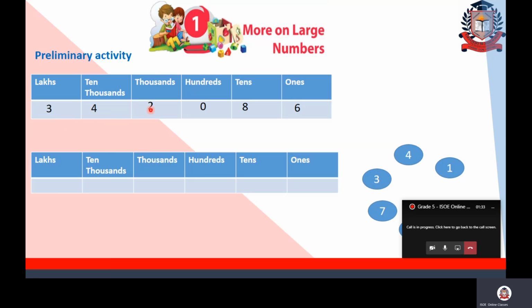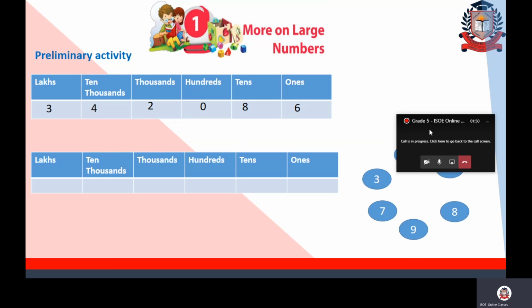3 lakhs 42,086, right? So see the place value chart. It is easy for you to read. Okay, 3 lakhs 42,000 and then 86 is the number which is formed by this arrangement. Okay, let us see the next example.